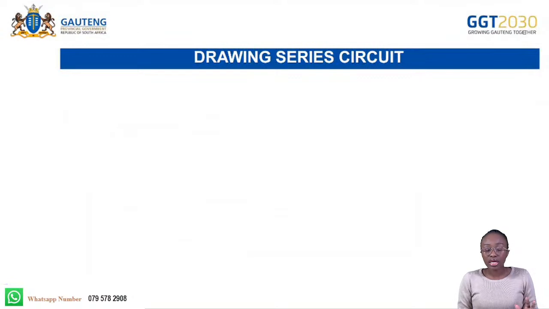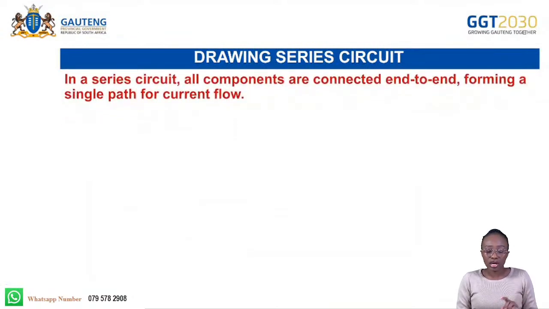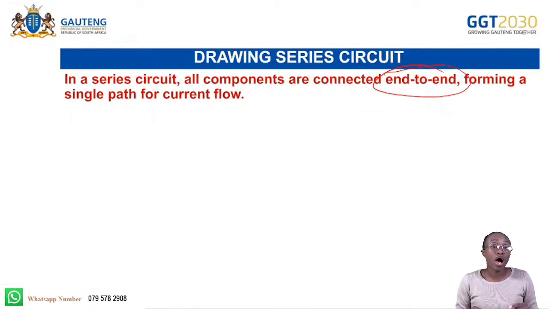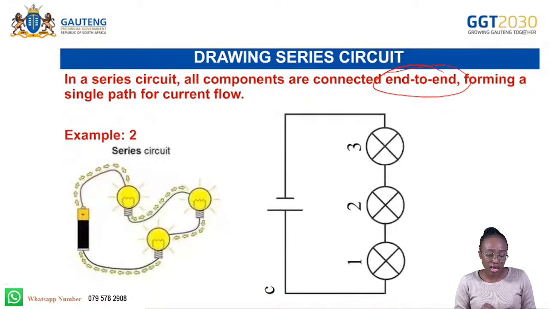Now let's look at a second drawing. We are still sticking to the end-to-end structure, how the components are going to be connected. They're going to be connected end to end. Here's an example. So this is what we see. We see a cell, we see conducting wires, and we see bulb 1, bulb 2, and bulb 3. Okay, but how are they connected?